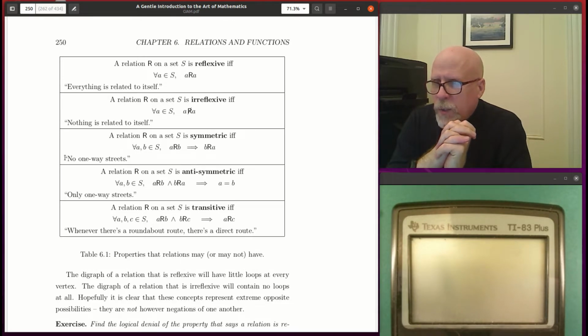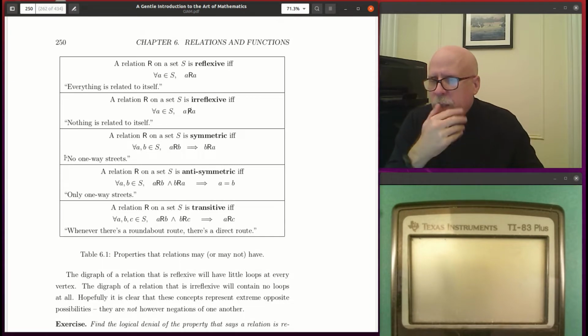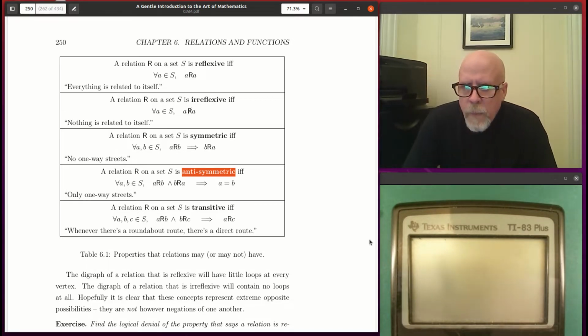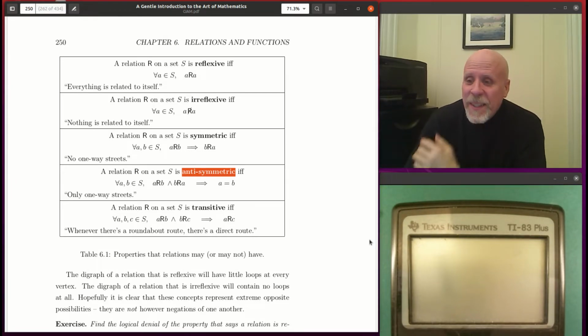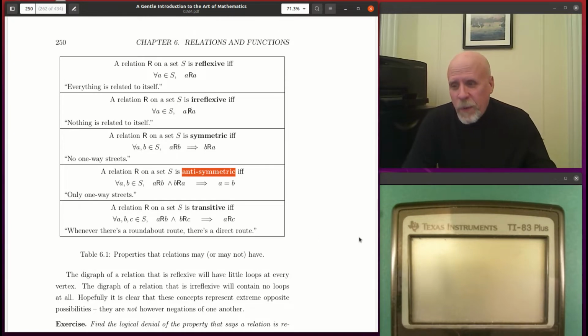A relation R on a set S is antisymmetric. This one, this fourth one. Antisymmetric is defined in a strange way. The trick with this definition is that when you satisfy it, you kind of don't. You always satisfy it in a vacuous way. So think about what happens here. You have two things, and I guess we want to suppose they're distinct things, A and B. And they're related in these two orders. A is related to B, and B is related to A.